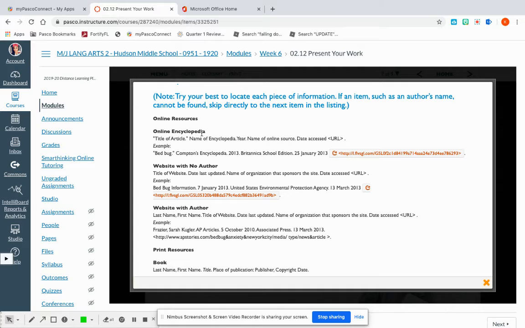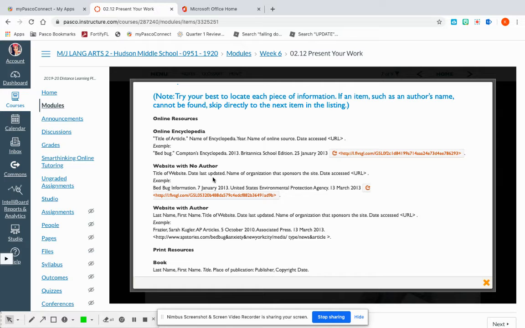If you're using an online encyclopedia, this is how you would format: the title of the article, the name of the encyclopedia, the year, name of the online source, the date, and then the URL. Here's an example with the bed bugs. The title was Bed Bugs. It was Compton's Encyclopedia, published in 2013. The name of the online source was the Britannica School Edition. The date accessed was the 25th of January, 2013. And then this is the URL. This is the website where you would find the article.